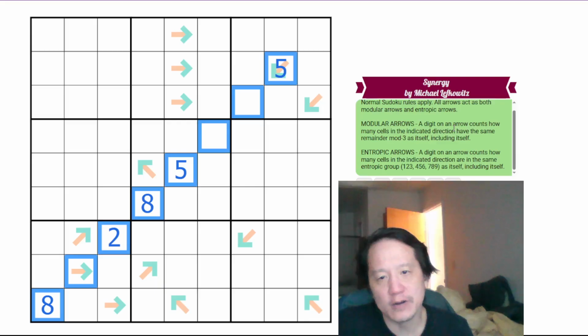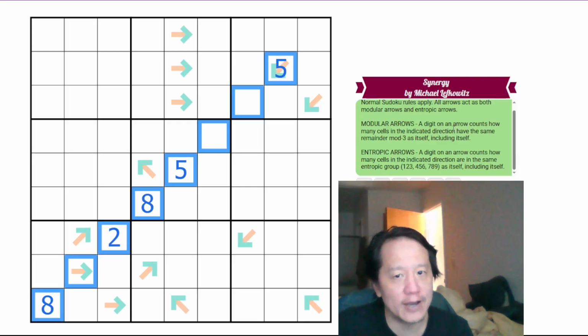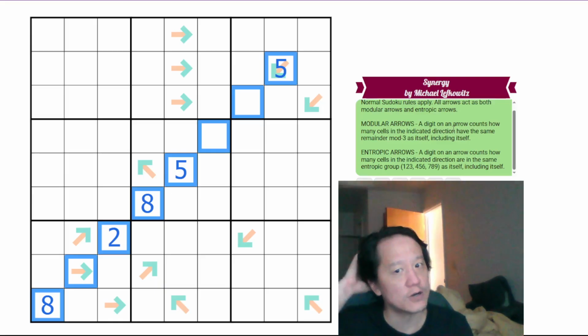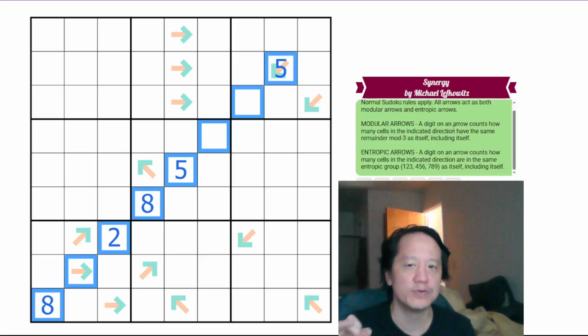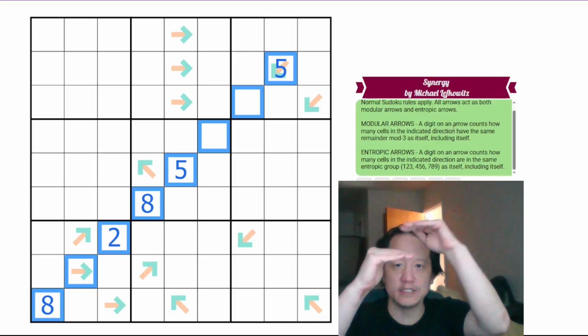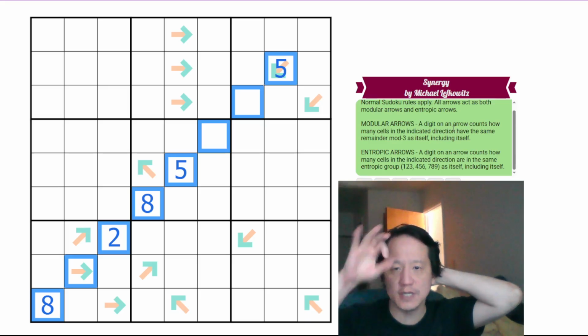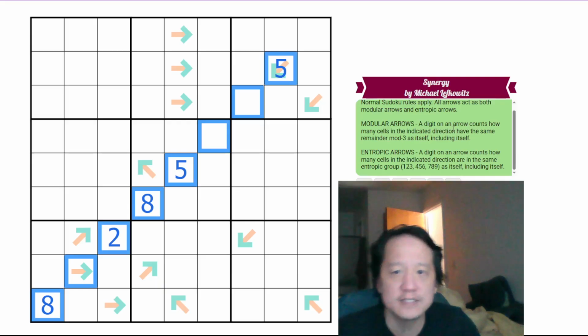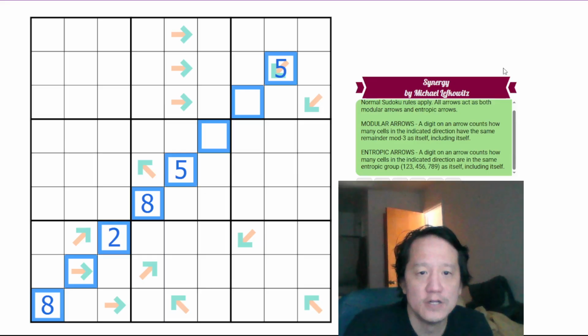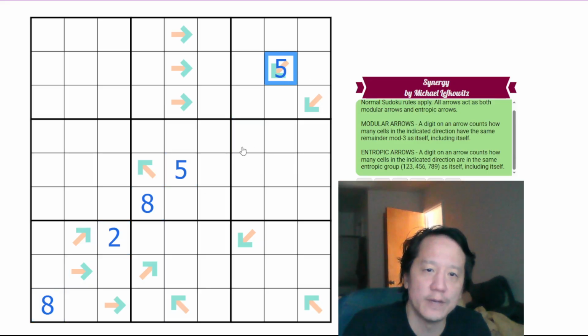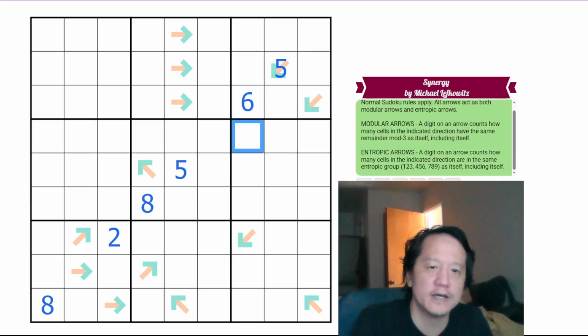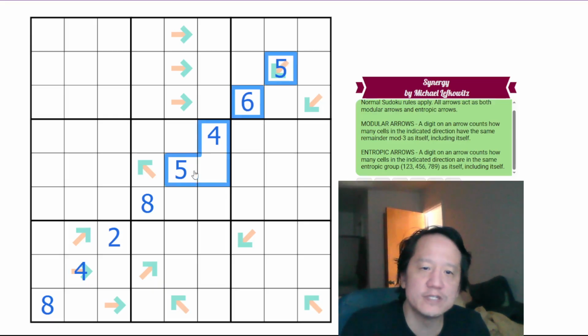What about entropic arrows? A digit on an arrow counts how many cells in the indicated direction are in the same entropic group, which is low, middle, and high digits: the low digits being 1, 2, 3, middle digits 4, 5, 6, and the high digits being 7, 8, 9, as itself including itself. So, for example, we have 5, 5. Say we had a 6, 4, and a 4 here. Then this would satisfy both the modular arrow aspect and the entropic arrow aspect.